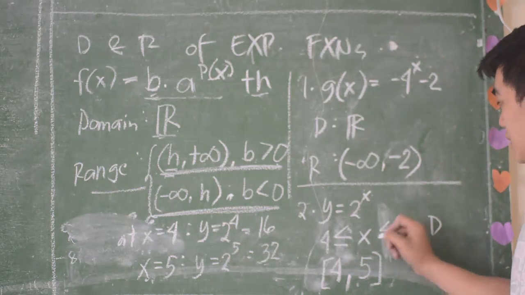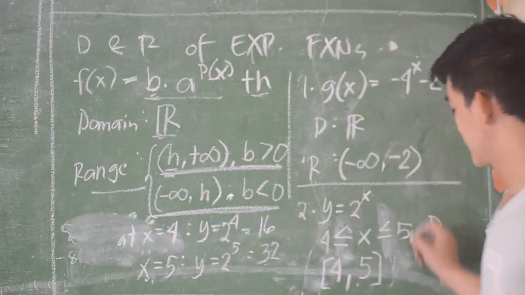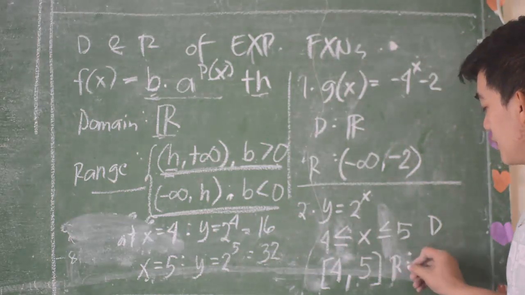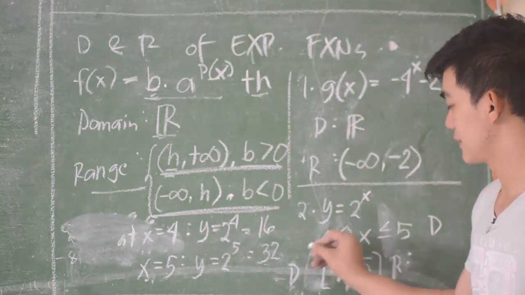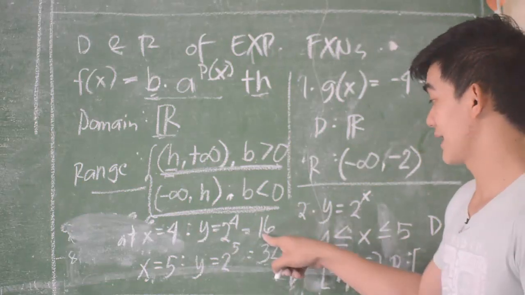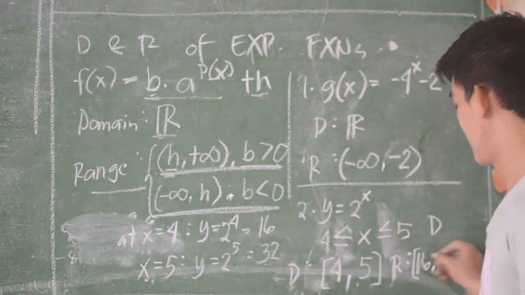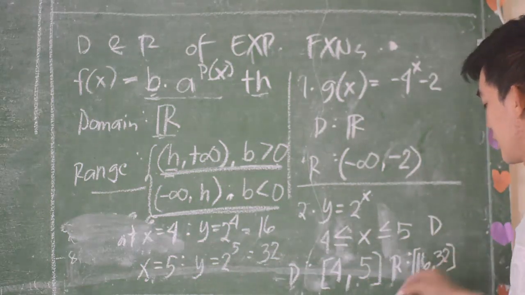For our range, let me write it here. Or dito na lang. Sige dito. Range, that will be equal to, ito yung ating domain, no? The range will be, okay, close bracket, kasi close bracket, yan, sundan lang natin. And then 16, and then 32. And then close bracket.